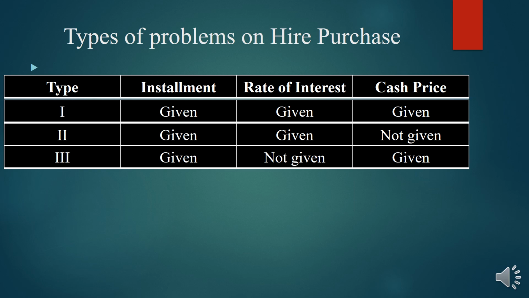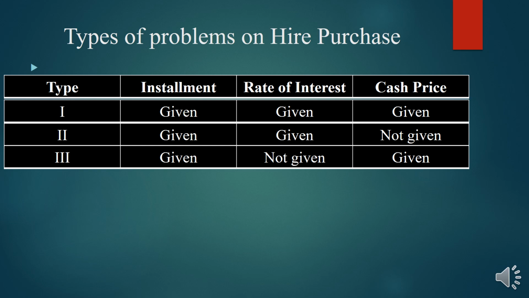In the first category, the installment amount is given, the rate of interest is given, and the cash price is also given. This is a very simple form of problem where all three are given, so the solution is very simple. The second type of problem is where the installment is given, the rate of interest is given, but the cash price is not given. So you have to find out the cash price.